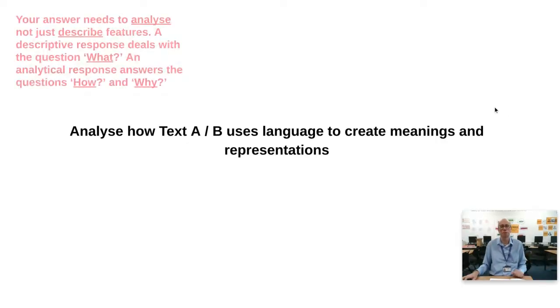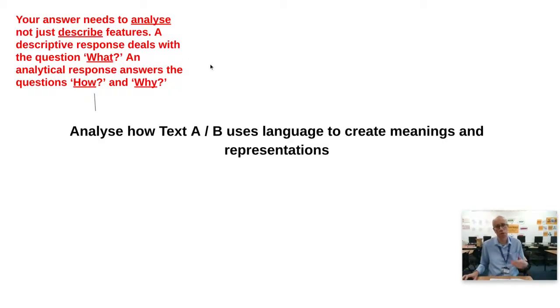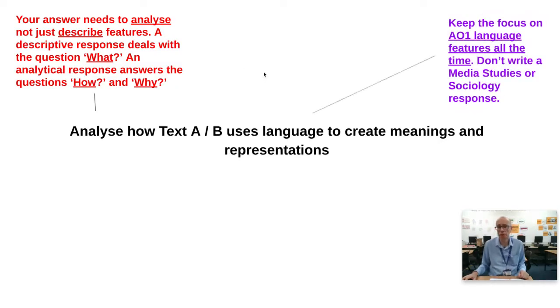Here's the question: Analyse how text A or text B uses language to create meanings and representations. Your answer needs to analyse, so it can't be just describing the features. A descriptive response basically deals with the question of what, pointing out what is there. Whereas an analytical response answers the question, well, how? How has the writer or speaker used language, and why have they done it in that way?